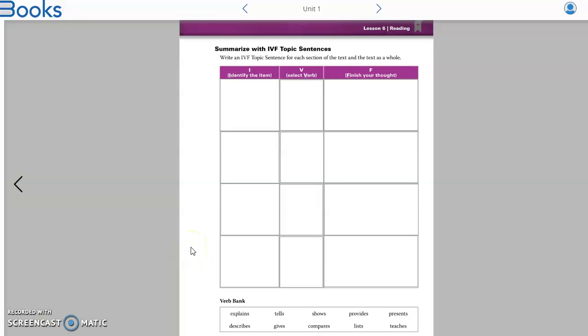Good readers can share a summary about what they read using concise words rather than going on and on with a string of details. The IVF topic sentence provides a format that is an effective way to begin a summary paragraph. First, let's identify the heading of the first section and record it in the first column, and that is at the crime scene.